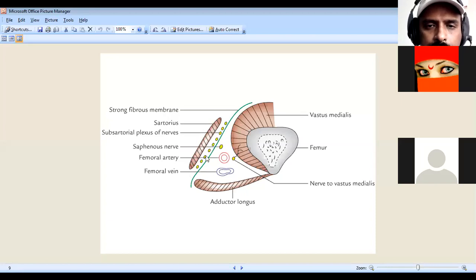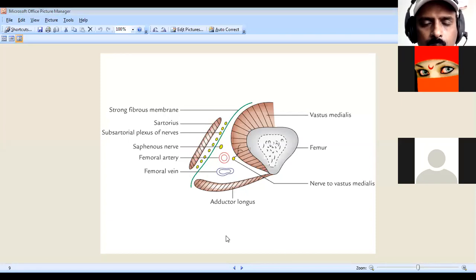Below the sartorius muscle, there is a canal structure consisting of the femoral artery, femoral vein, and nerves, which are the saphenous nerve and the nerve to vastus medialis. These will be the contents of the adductor canal. The canal which is below the sartorius muscle we call the subsartorial canal or the Hunter's canal.